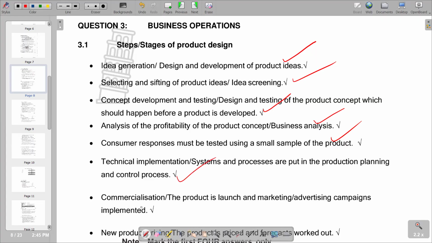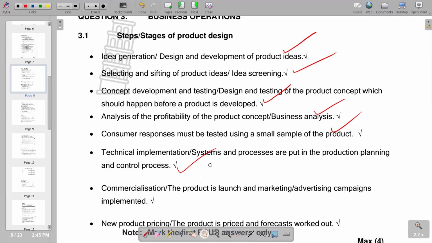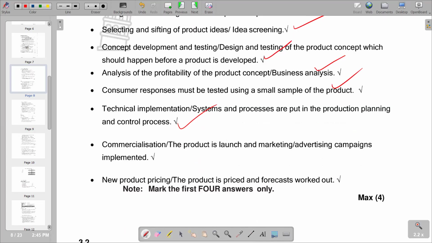On the next step, we have commercialization. The product is launched and marketing or advertising campaigns are implemented. That is the next point that we have. And then on the last part, we've got new product pricing, where the product is priced and forecasts worked out. And that is the last step that we have according to our other section.